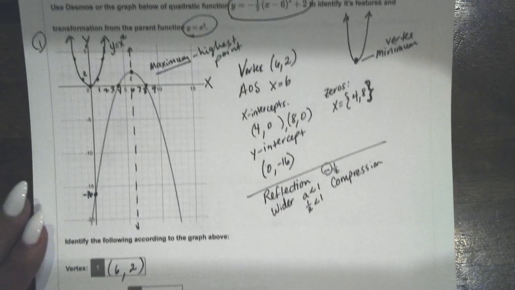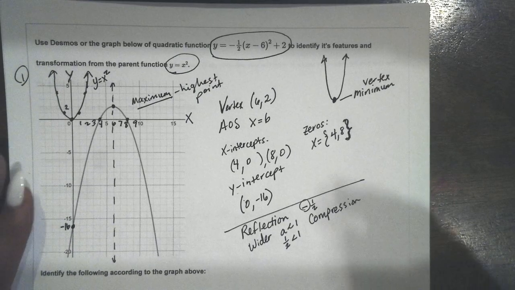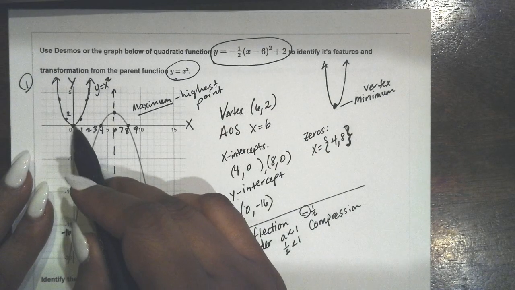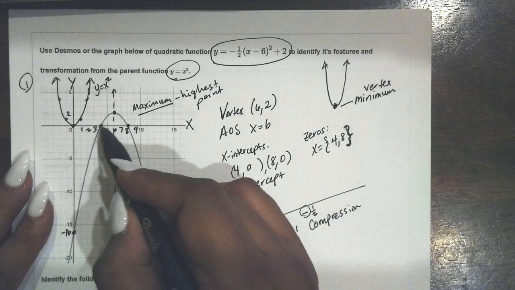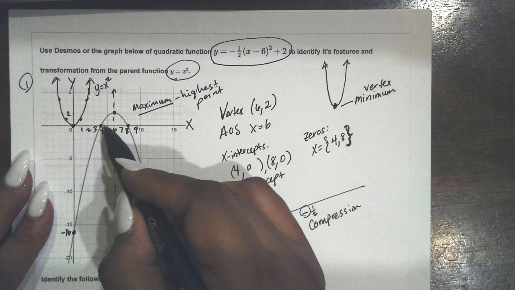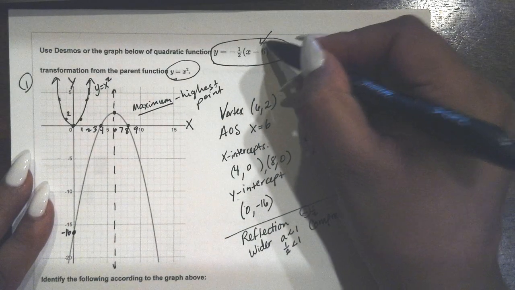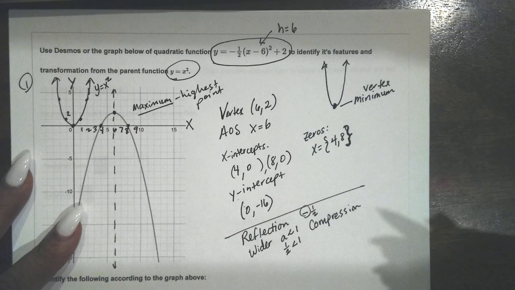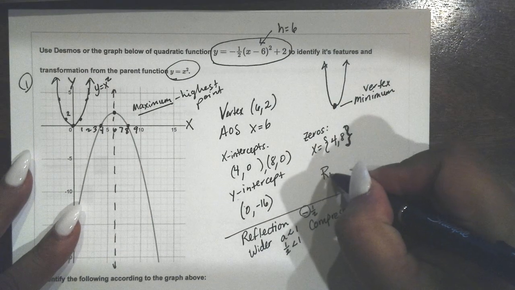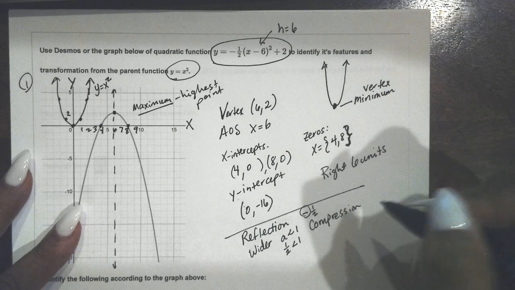Now, is there a horizontal shift? That means, does it move left or does it move right? And yes, it moves right, and you can see it moves right 6 units. That's right here, that's your H. Your H is 6. So yeah, it's shifted right 6 units.